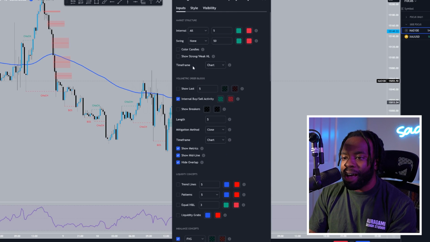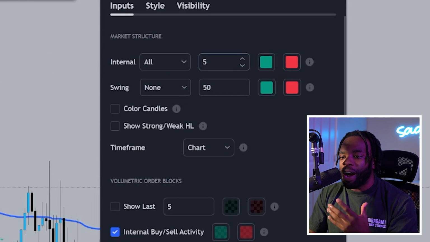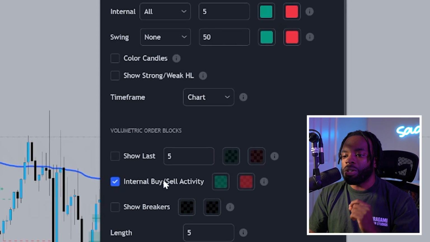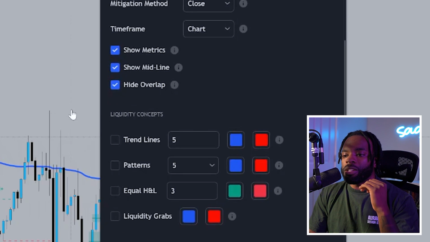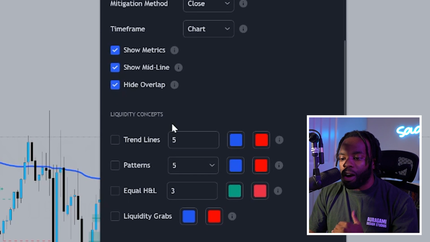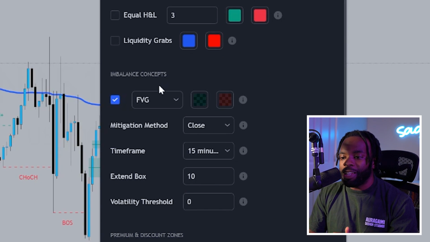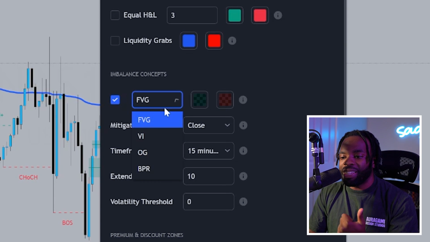So the settings that we have is internal all, we're going to keep it at 5. Our swing, we're going to take that completely off. And then our order blocks, we're going to keep that off as well. And then the liquidity concepts, we're going to take that off as well. Fair value gaps imbalance, we're going to keep that on. We're going to make sure it's selected at FVG.